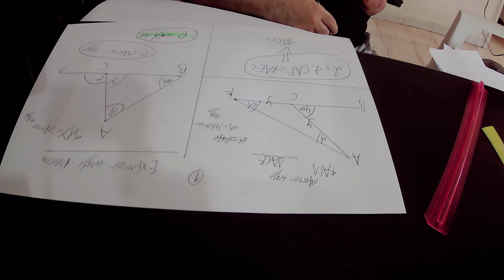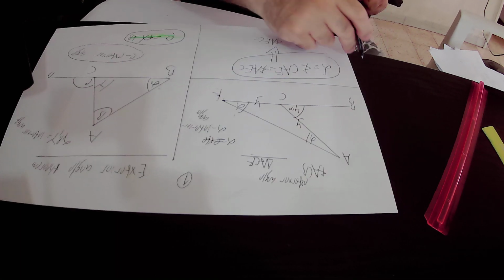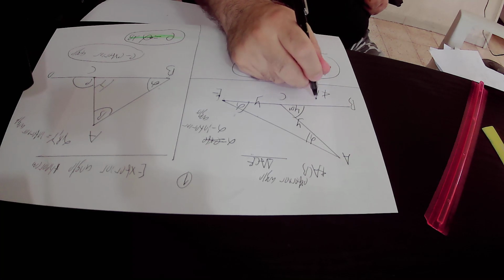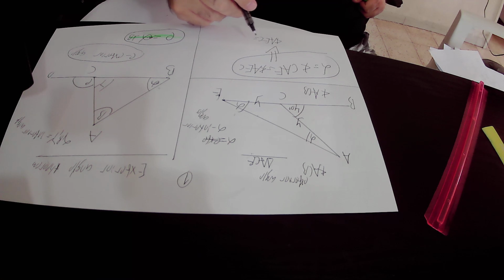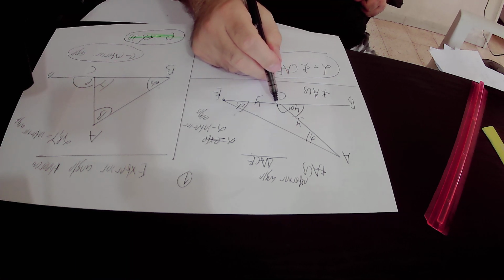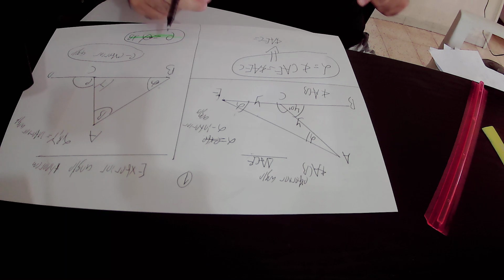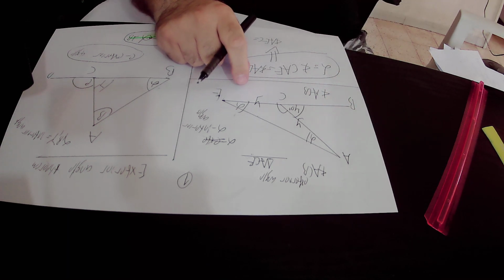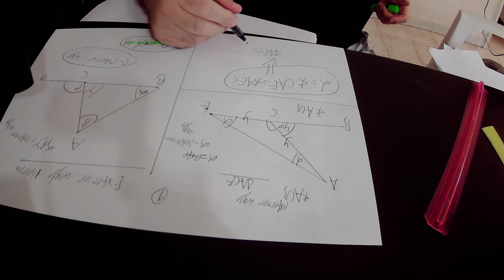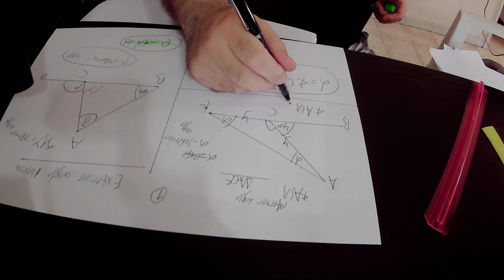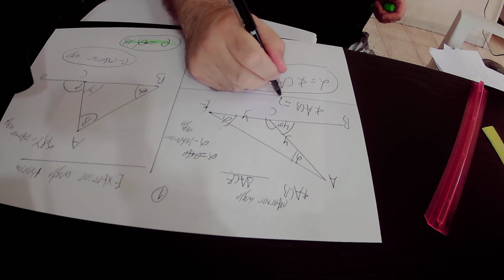So according to the exterior angle theorem, the size of the exterior angle ACB is equal to the sum of the two interior angles that are not adjacent to it. This angle is adjacent to it, and the two other angles that are not adjacent to it are alpha and alpha, and their sum is alpha plus alpha, that is 2 alpha. So angle ACB equals 2 alpha.